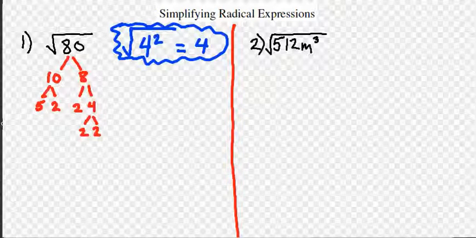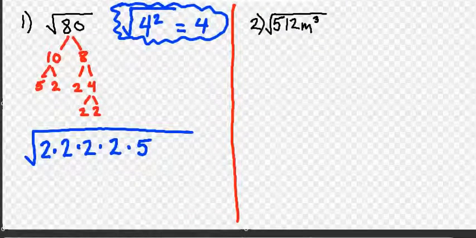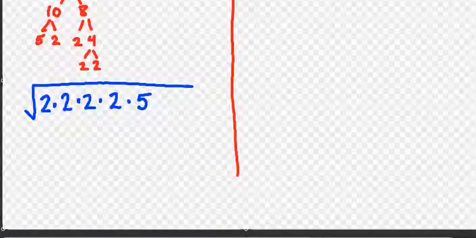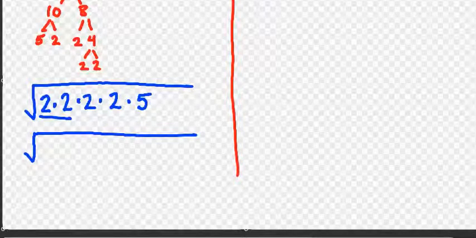So now, if I want to rewrite 80 as the square root of all these multiplied by each other, I'm just going to go in order. We've got 4 2's, 1, 2, 3, 4, and a 5. Now, since a square root undoes a perfect square, let's look at where we have perfect squares here. Anytime I have 2 of the same number, I'm going to rewrite that as a square.